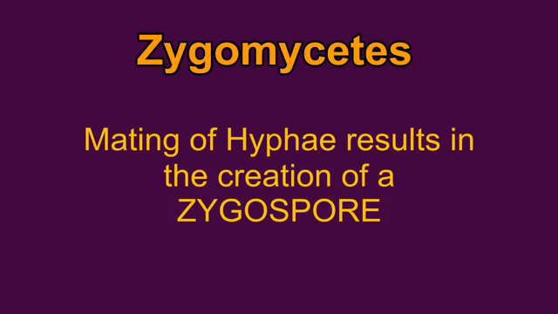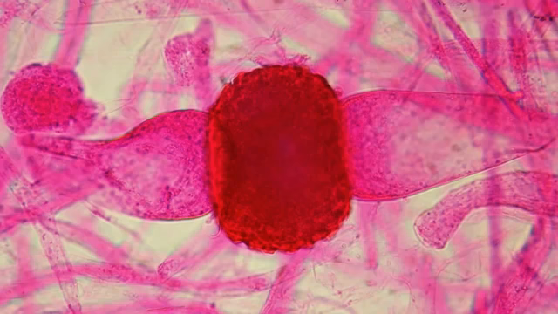In zygomycetes, which are terrestrial fungi with aseptic hyphae, mating of hyphae results in the formation of zygospores.